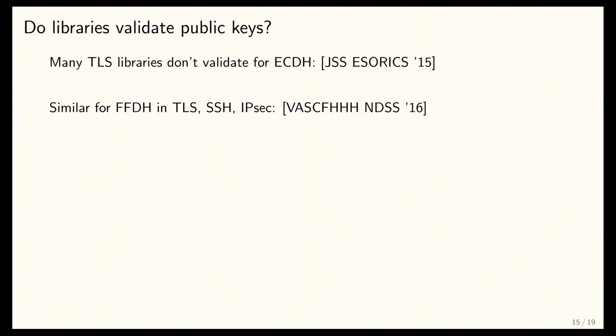So we looked at whether libraries heeded the warnings in the RFCs and actually did these validation checks. In some past work by Jager, Schwenk, and Somorovsky, they showed that a lot of TLS libraries failed to include these checks for elliptic curve Diffie-Hellman. And some of my co-authors and I showed in a paper that this also holds for finite field Diffie-Hellman, that the validation checks just aren't really performed by libraries.